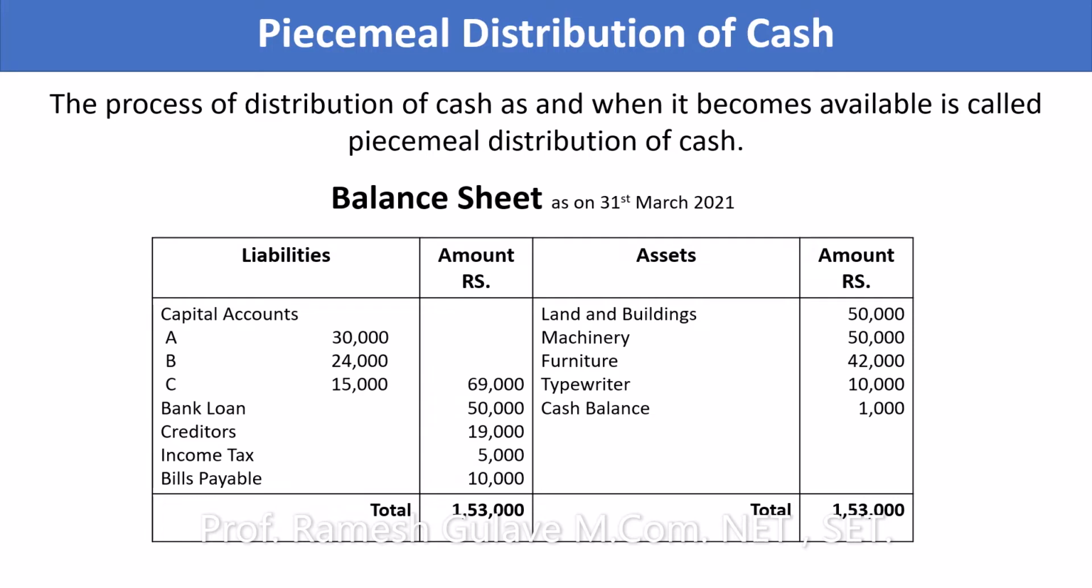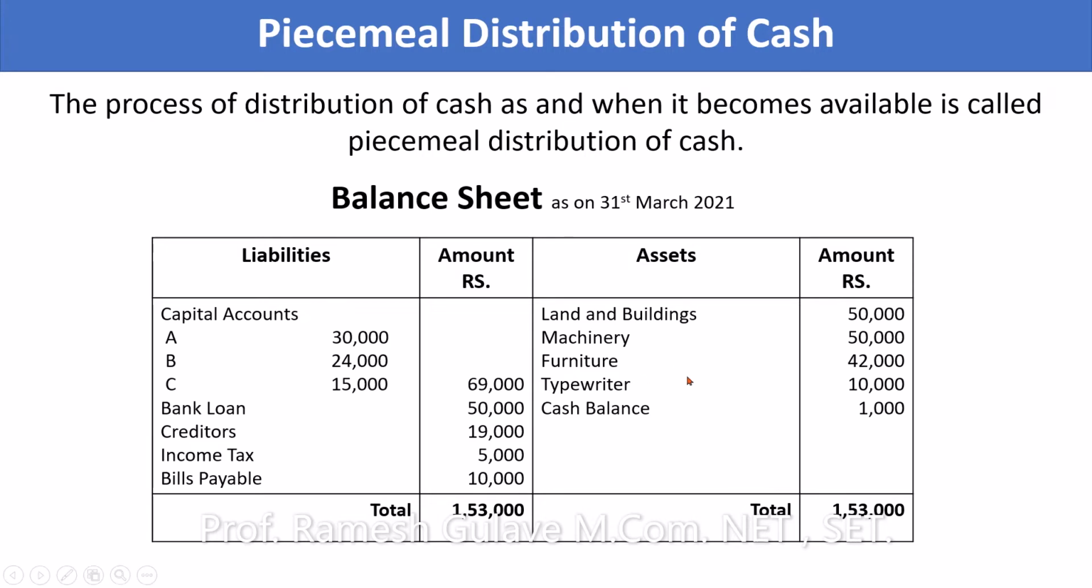in the balance sheet we can see the liabilities include the capital accounts of partners. Along with capital accounts there are a bank loan, creditors, income tax and bills payable. These liabilities are there. And on the asset side we can see land and building, machinery, furniture, typewriter and cash balance.